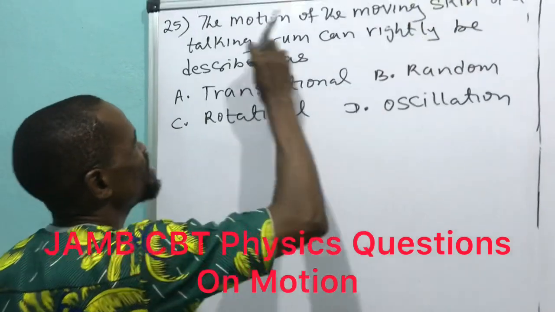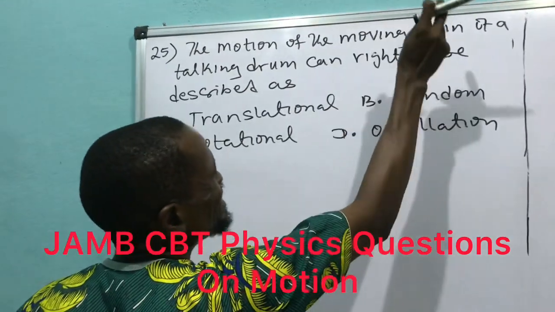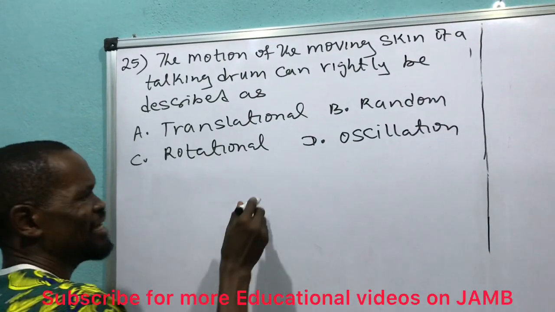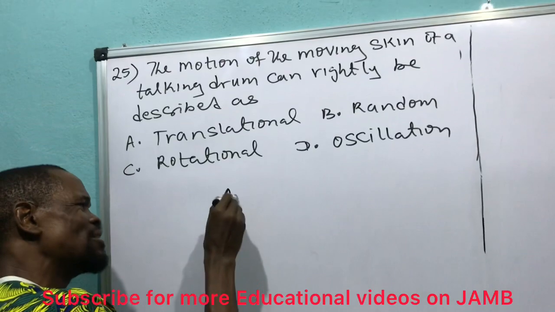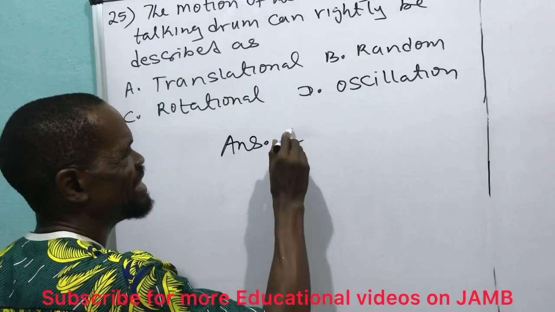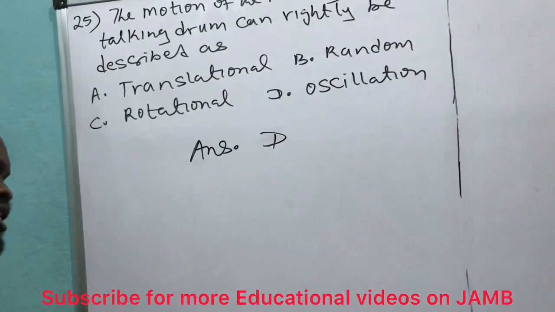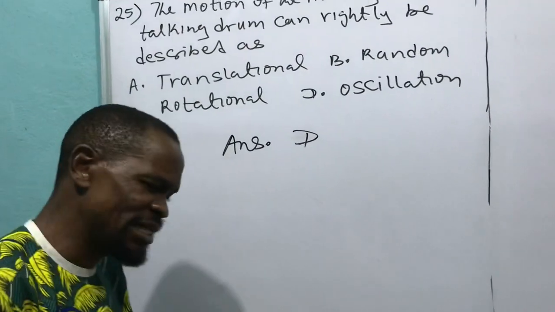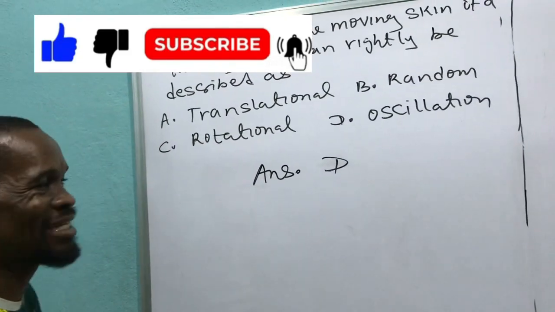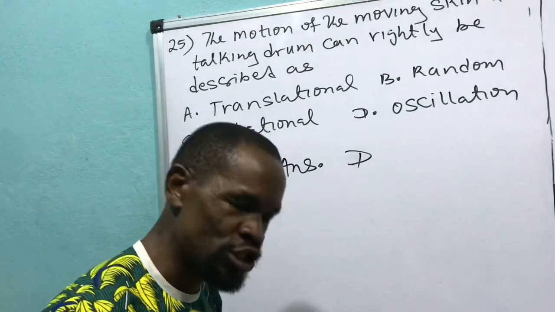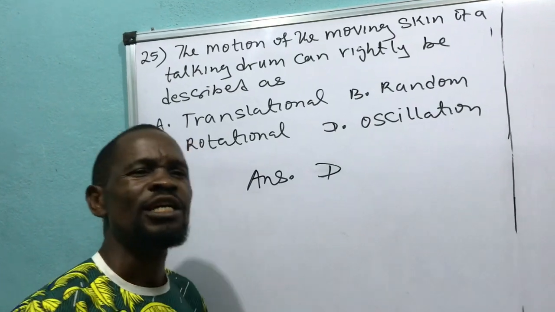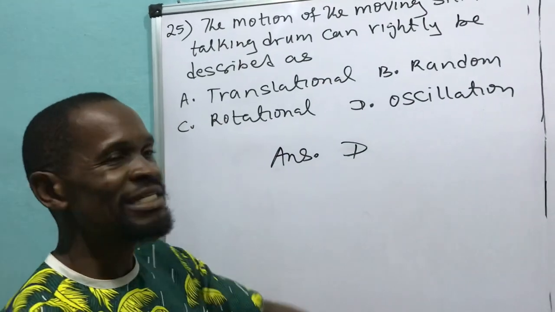This skin, when you beat it, the motion of the moving skin of a talking drum is oscillating. Our answer is oscillation, which is option D, oscillational motion. The drum we are beating keeps on vibrating, which means oscillating. We call it oscillation. That's the talk of the drum, and our answer is option D. So let's go to question number 26.